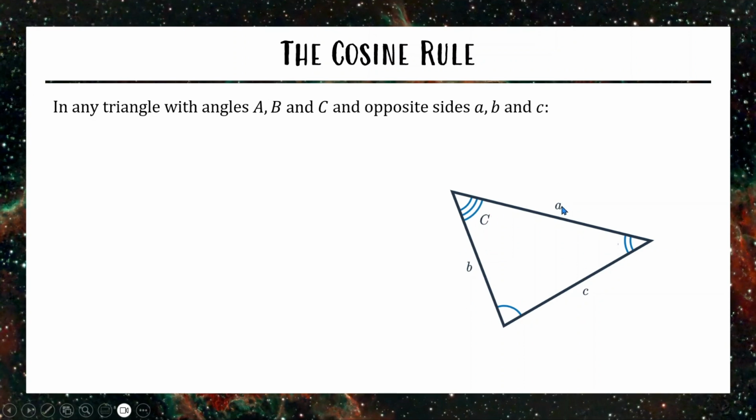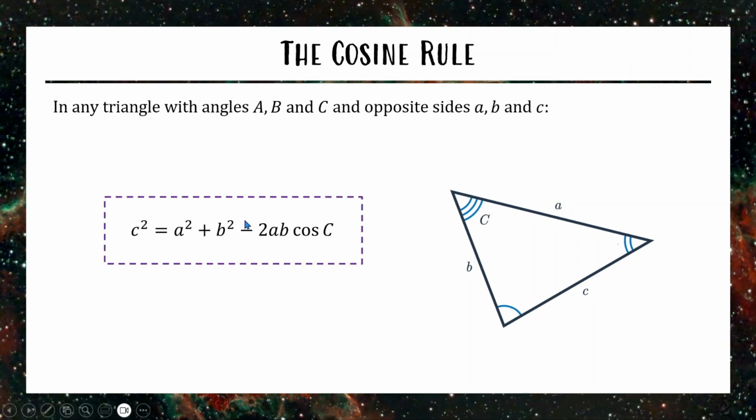All we need is an angle and the three sides, which gives us this relationship, an equation known as the cosine rule. Now, as you can see, it's a little bit of Pythagoras, c squared equals a squared plus b squared, with a little bit of spice on the end with the minus 2ab cos c.